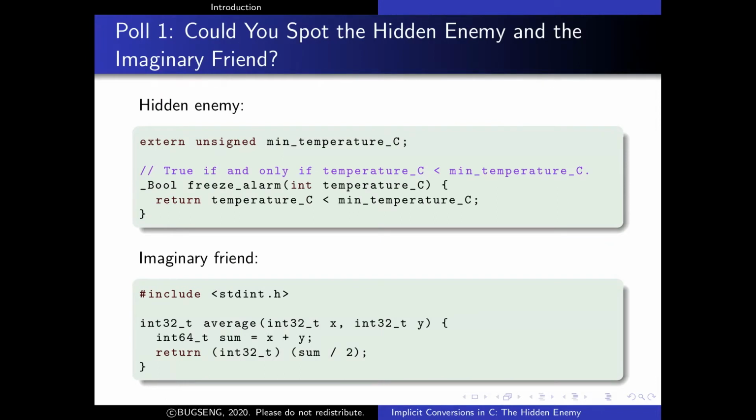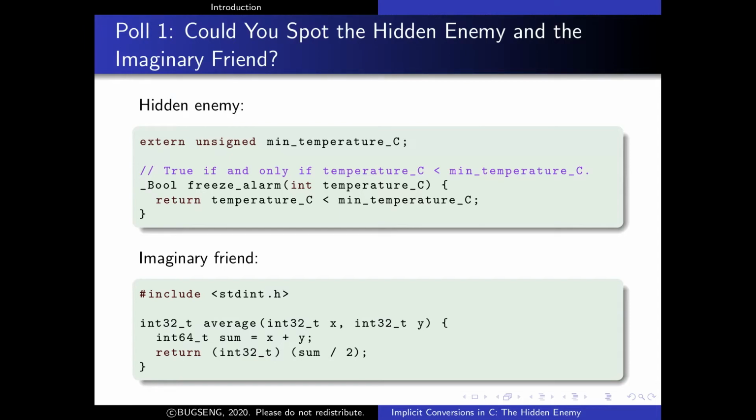Okay, here is the first poll. I will give you a minute before Lavinia posts the poll. So try to spot the hidden enemy in the first fragment and the imaginary friend in the second fragment. Again, in the first case, you should look for an implicit cast that is there, but the programmer didn't know it was there and how it worked. In the second case, the programmer was counting on a cast that is not there.